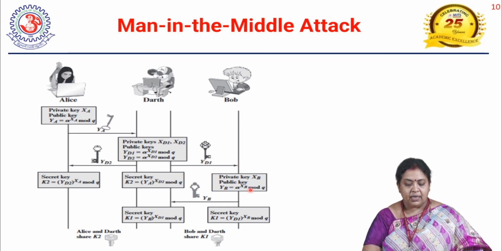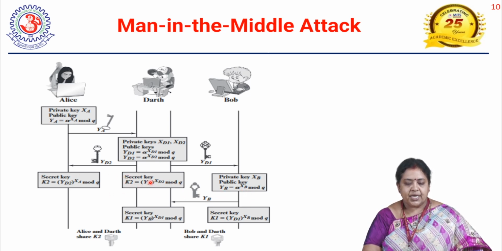Similarly, Bob is going to choose the private key and calculate the public key, and that public key is announced. This public key will be captured by Darth. In addition, he is going to announce his own public key, YD2. So what Alice gets is the public key of Darth, and Bob also gets the public key of Darth. By using these public keys, they calculate the keys: K2 will be calculated by Alice, and K2 will be calculated by Darth. These two keys are similar.